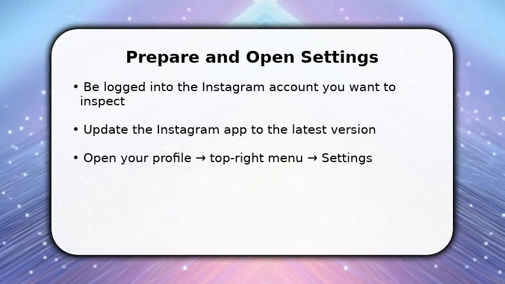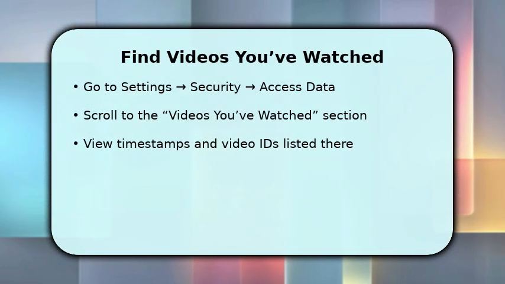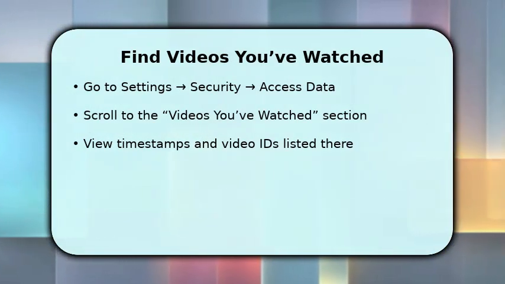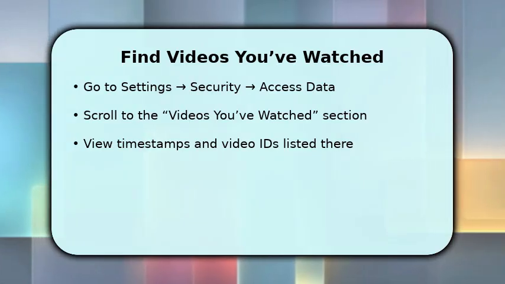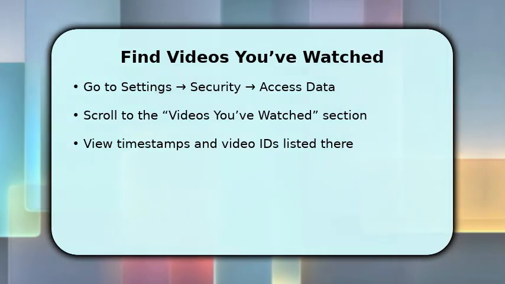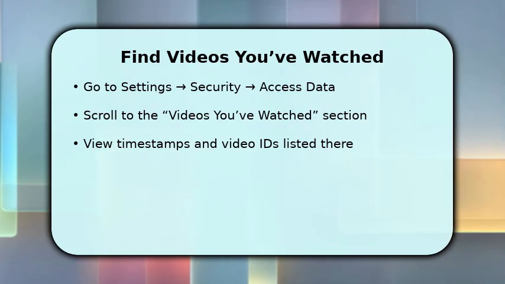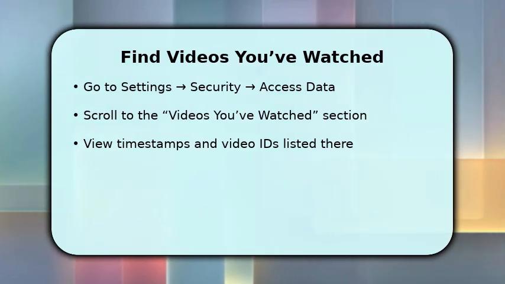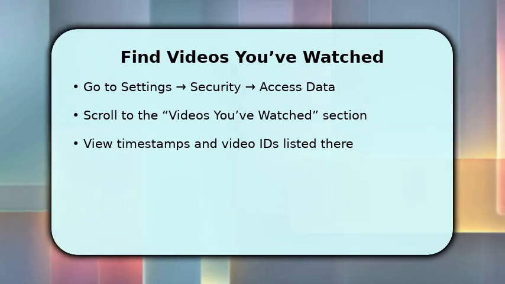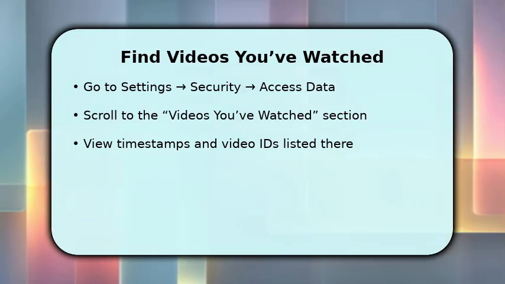This aggregates actions like watched videos so Instagram can provide a record for privacy and auditing. Scroll down to locate the videos you've watched section, and expand it. You'll see a chronological list with timestamps or short identifiers. These let you trace when you viewed each clip.